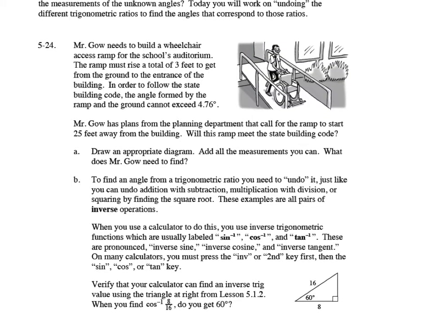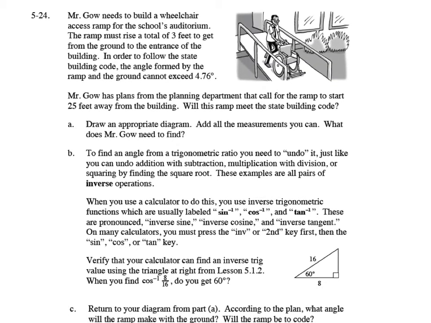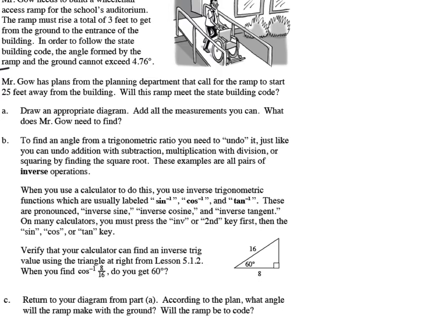And so the backdrop for this work is going to start on problem number 24. And it says, Mr. Gao needs to build a wheelchair access ramp for the school's auditorium. The ramp must rise a total of 3 feet to get from the ground to the entrance of the building. In order to follow the state building code, the angle formed by the ramp and the ground cannot exceed 4.76 degrees. So as the direction says here, Mr. Gao has plans from the planning department that will call for the ramp to start 25 feet away from the building. It says, draw an appropriate diagram. Will this ramp meet the building code?